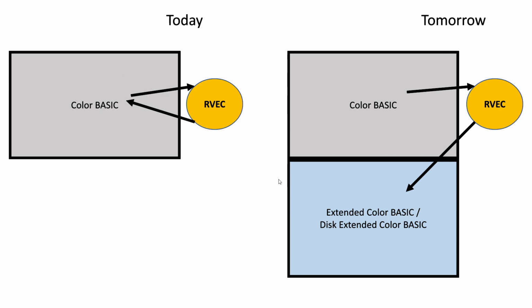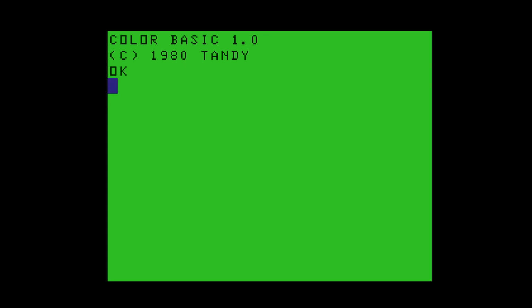So let's use XRoar, and we're going to try a bunch of different combinations of different versions of the Color BASIC ROM, the Extended Color BASIC ROM, and the Disk Extended Color BASIC ROM. And let's peek into this RAM vector. Let's see what's actually there normally before our sticky poke gets involved. So let's start in the beginning. Color BASIC 1.0.